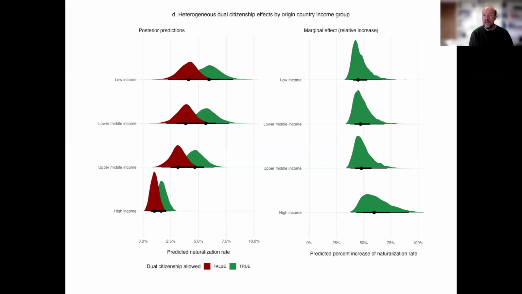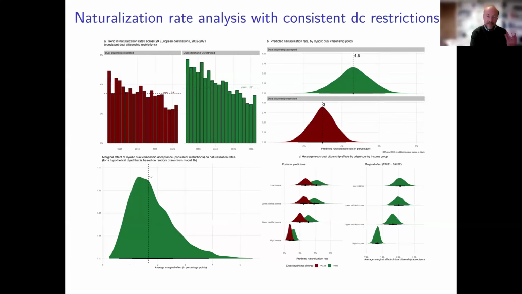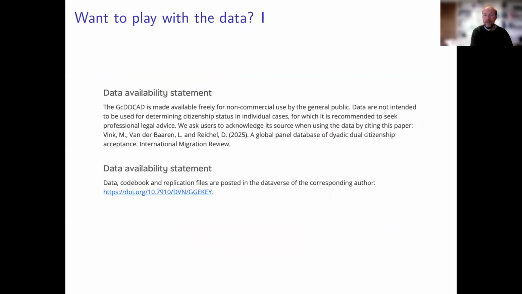And we also see that the effect of dual citizenship is stronger for people that come from high-income countries. It is stronger and also a bit less precisely estimated because people from high-income countries tend to naturalize less often in developed destination countries. And we see the same depending on what kind of measure of dyadic dual citizenship, the consistent or the inconsistent measure. So wrapping up, I went through this relatively quickly.